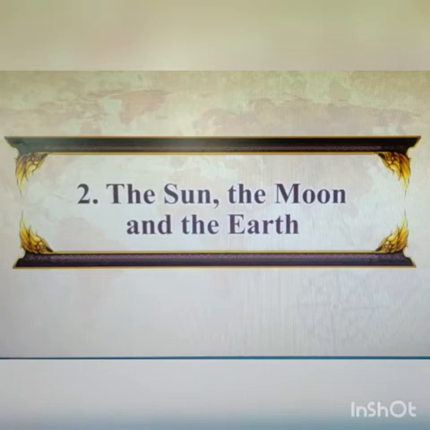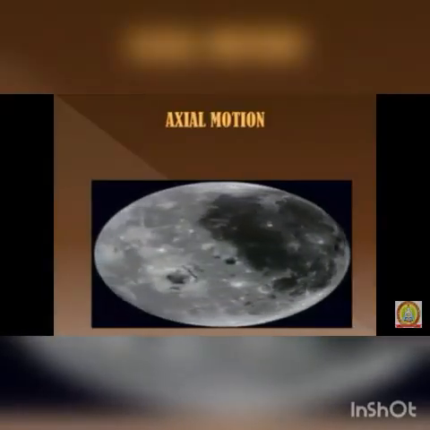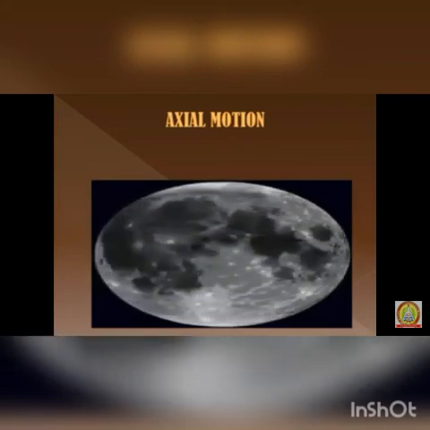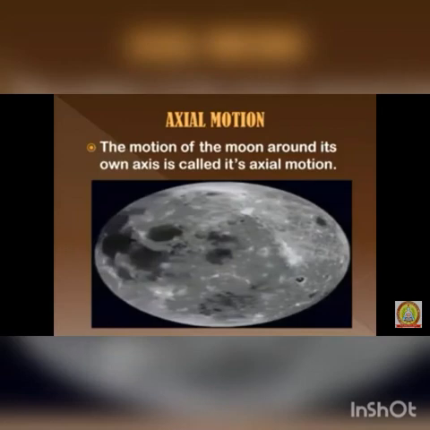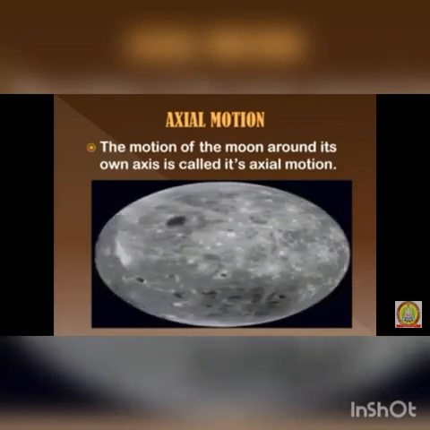Today we shall continue with our second lesson, the sun, the moon and the earth. Before we proceed ahead, let us recall what we had studied in the previous lecture. In the last lecture, we studied the motions of the moon. First is the axial motion. When the moon rotates on its own axis, it is known as the axial motion.